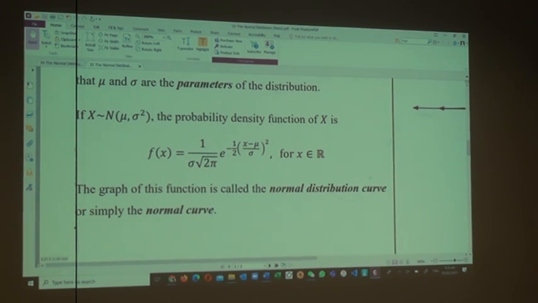Alright. So, again, I said the graph of this function is called the normal distribution curve, or just the normal curve. You don't have to say normal distribution curve, let's say the normal curve. So if I'm asking you a question, what is the mean of this normal curve, it's the same as saying what is the mean of this normal distribution curve.